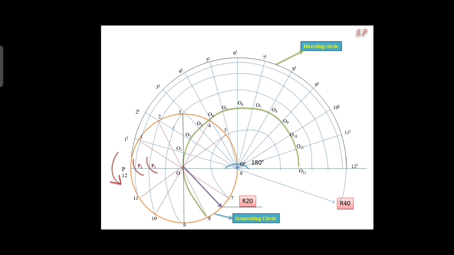P2. And O3 is the center and 20 mm is the radius. We will draw the arc on the third point locus arc, you draw it, you will get P3. And in a similar manner, you will locate the remaining points also. All the points will be on a straight line.